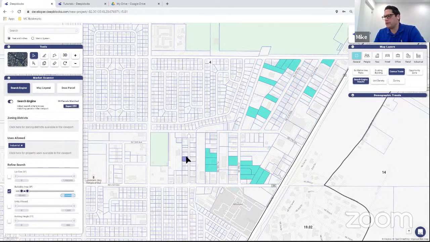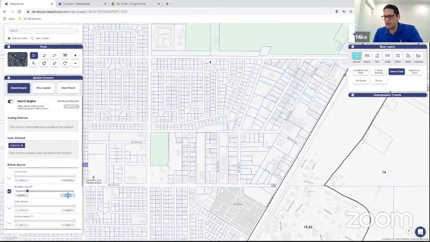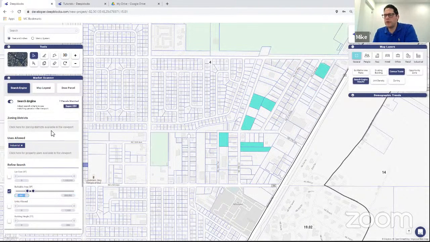Down to 20. Okay, so we got about 20 parcels in that 100,000 to 200,000 gross buildable range. Actually, let's see if there's any with a minimum of 200,000 to build a really large warehouse. All right, so this is even better. Now we're down to 7. So we actually could build quite a large distribution center of sorts or logistical center in the industrial sector.